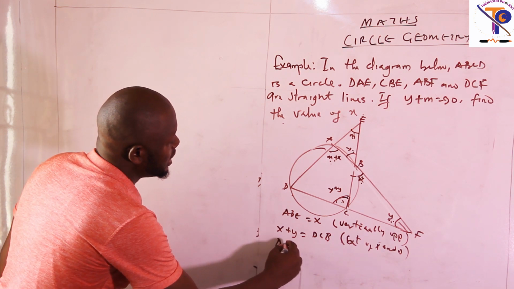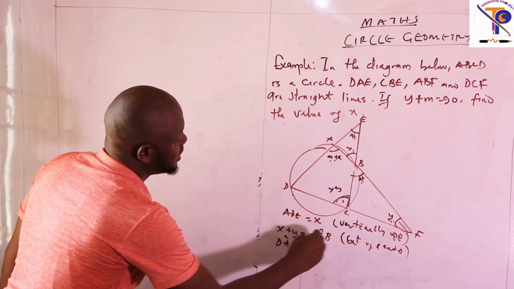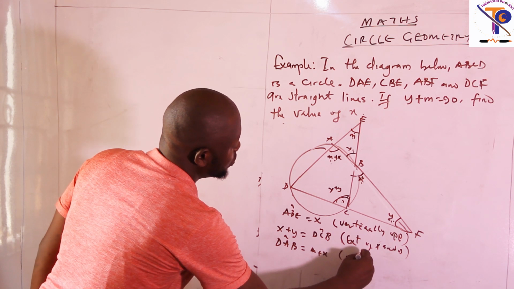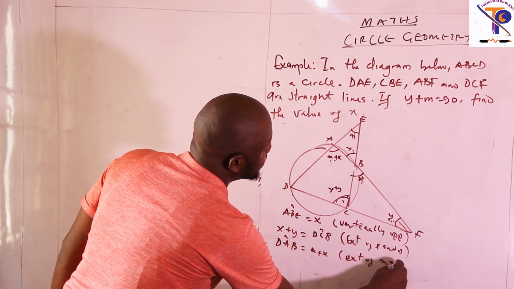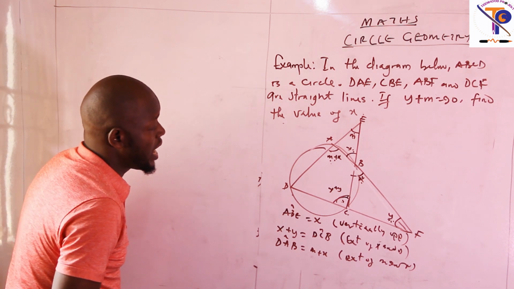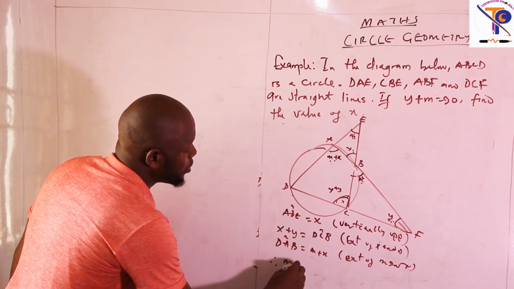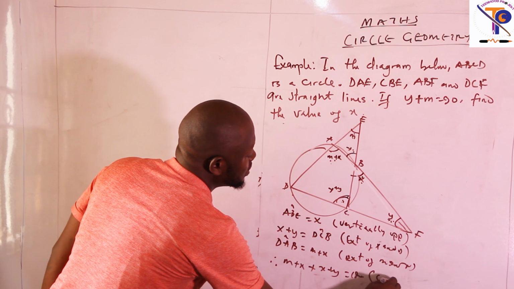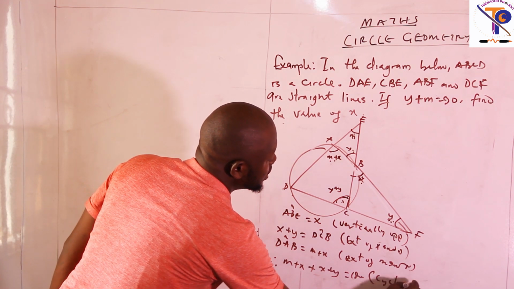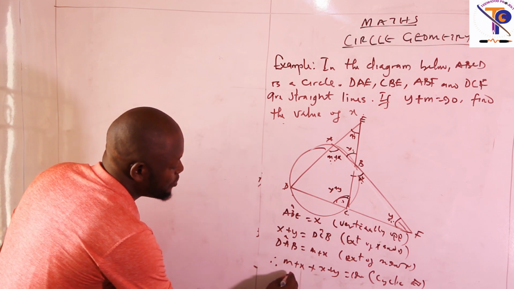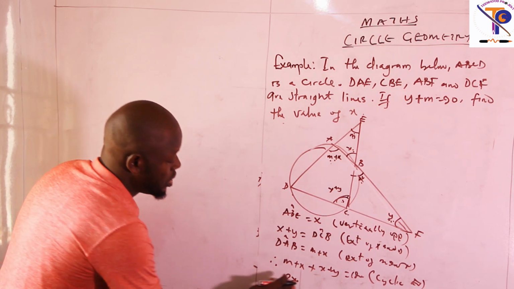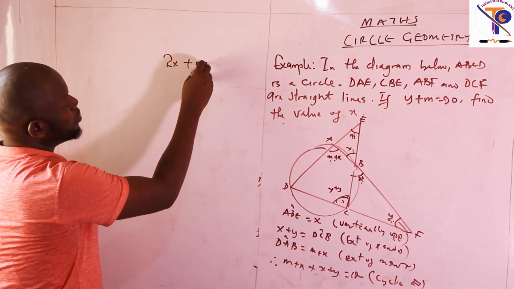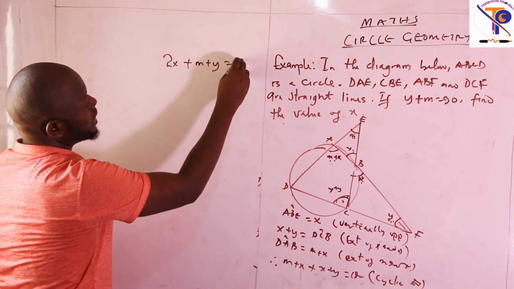My DAB as well would give me m plus x, exterior angle of m and x here too. So from here I can proceed by saying, therefore, m plus x plus y will be equal to 180, cyclic quadrilateral. So I will have 2x plus m plus y is equal to 180 degrees.